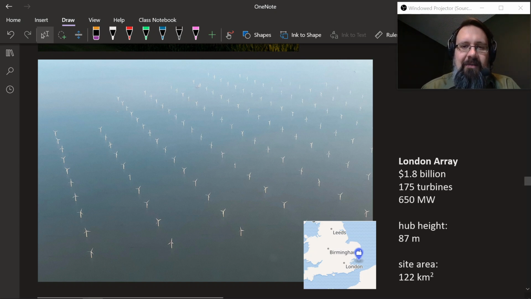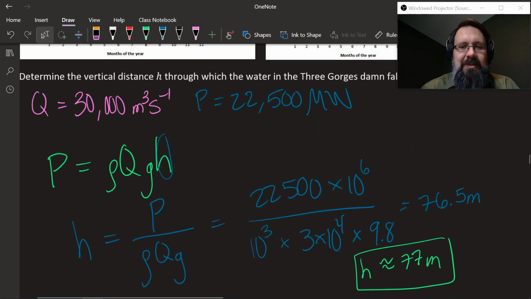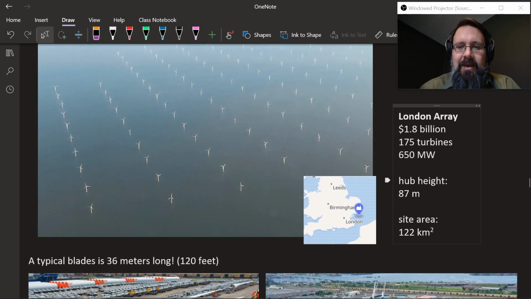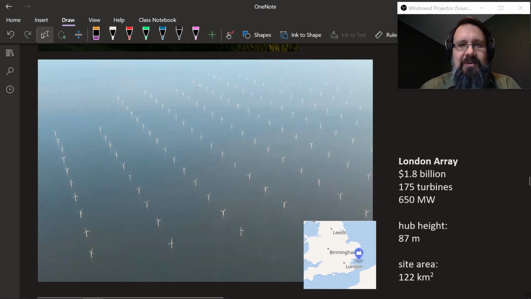Just to give you some stats, this is just a huge array. They have 175 turbines in this array. It costs $1.8 billion to build this. It generates 650 megawatts. Remember the Three Gorges Dam was 22,500 megawatts. So this is a fraction of that. But realize that this is also way cheaper. The Three Gorges Dam was a major, massive engineering project.